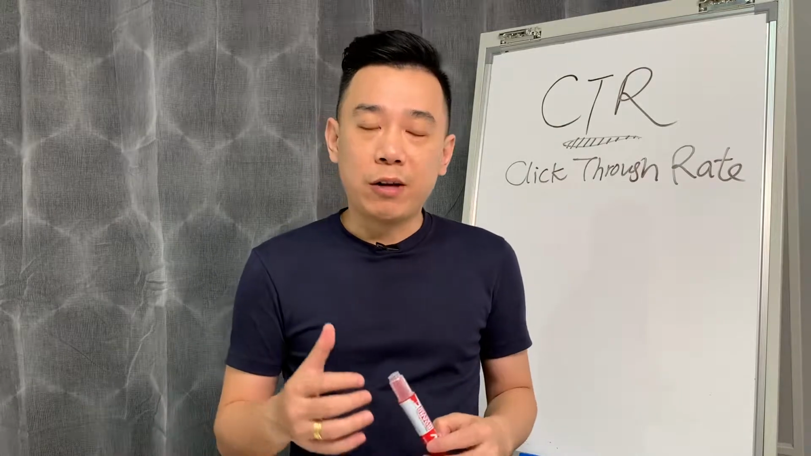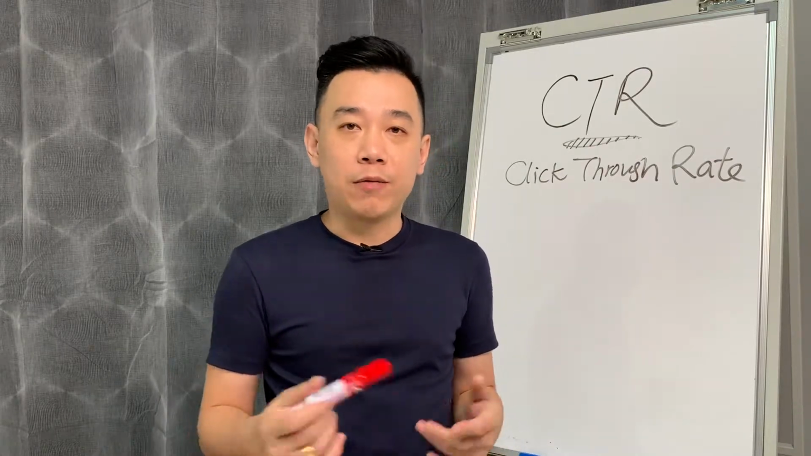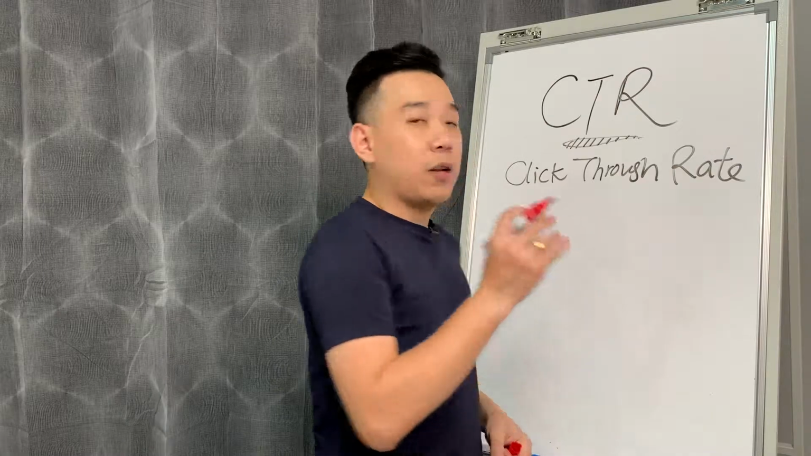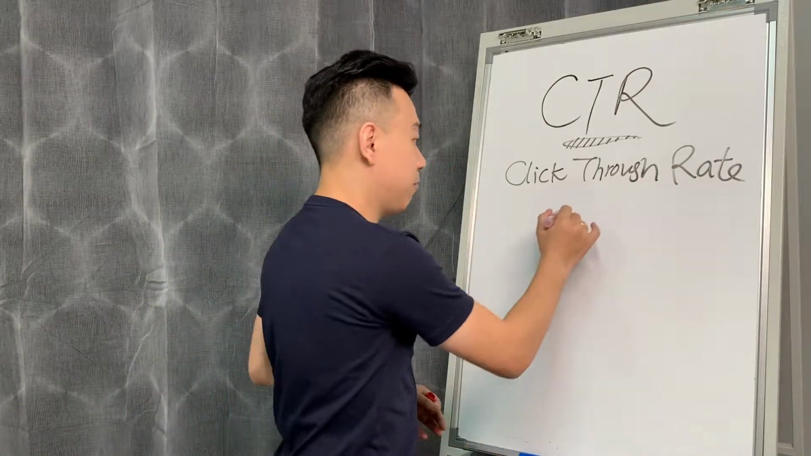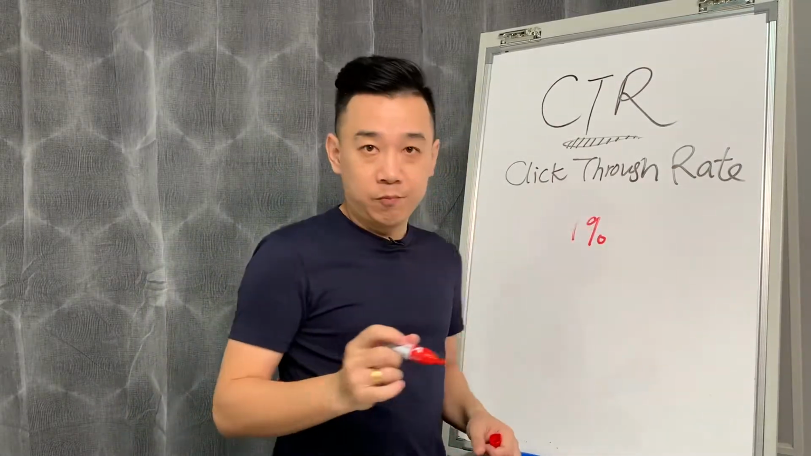Now CTR may vary from one objective to another, but what we're going to do here is take traffic as an example. So when you're using traffic, you're trying to drive people to click to your website. So if you're doing link click as your optimization, the CTR will be the number of people who click versus the number of people who see. So the benchmark that we are looking at here is 1% and above.